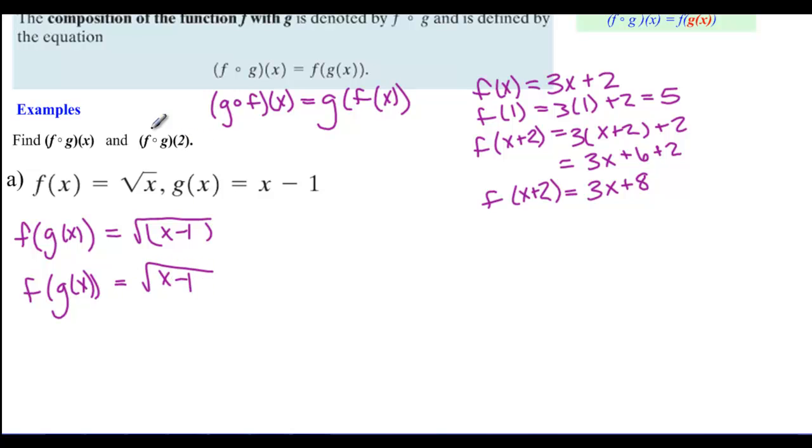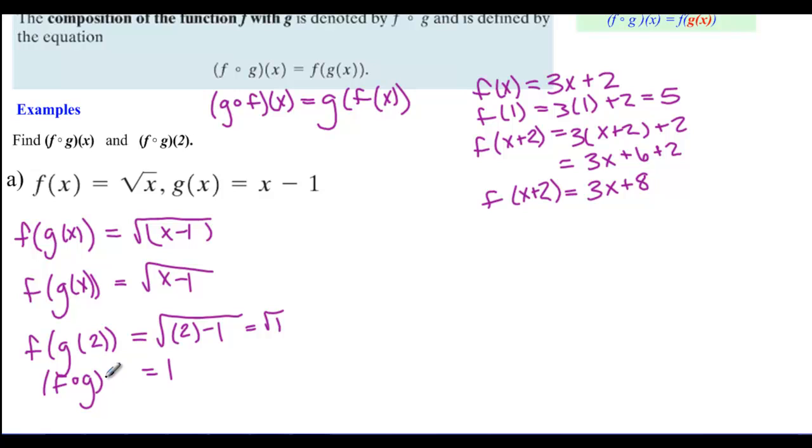Now it's asking us to do f of g of 2. So f of g of 2 can be rewritten as f of g of 2, and we can just plug the number 2 in here. So this is f of g of x. To do f of g of 2, we'll just plug in the number 2. So that's going to be 2 minus 1. So the square root of 2 minus 1 is the square root of 1. And then the square root of 1 is just going to be 1. So f of g of 2 equals 1.